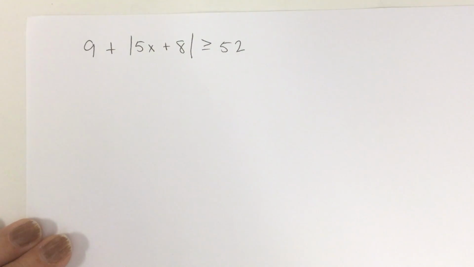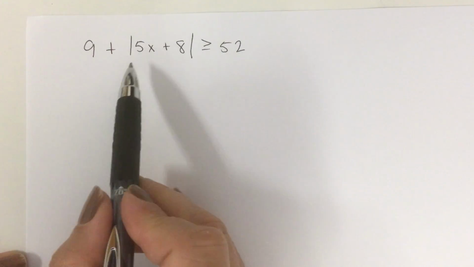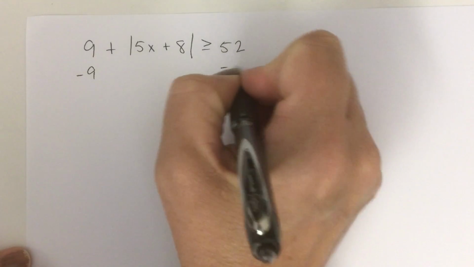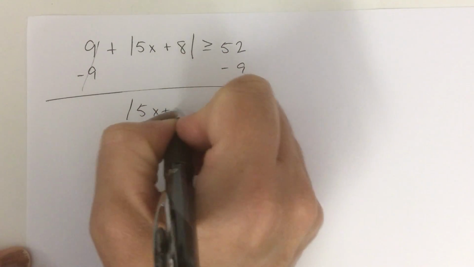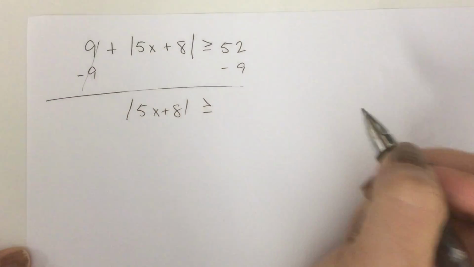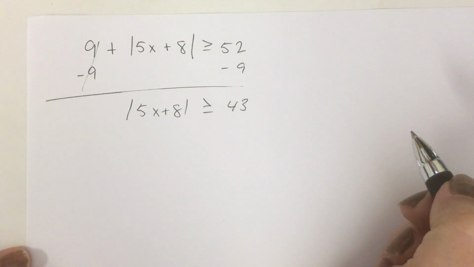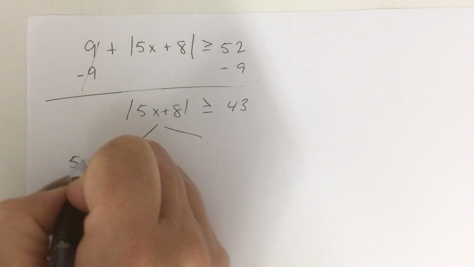Okay, I'm going to do 2 more examples on how to solve absolute value inequalities. So we want to start by getting our absolute value alone. So we're going to subtract 9 from both sides. So that gives me the absolute value of 5x plus 8 is greater than or equal to 43. Okay? So then we're going to break this up into 2 equations.